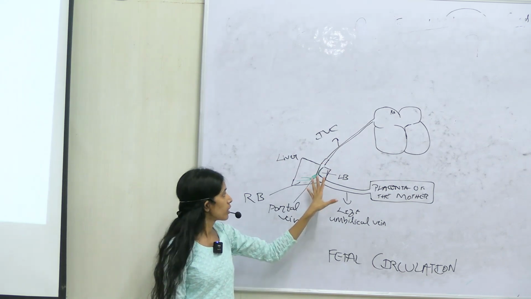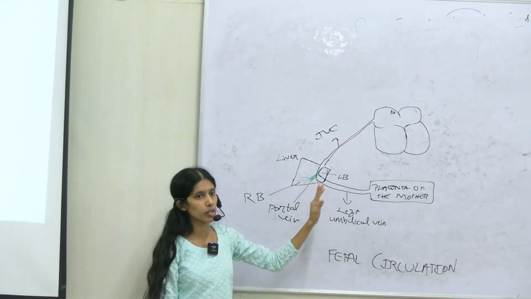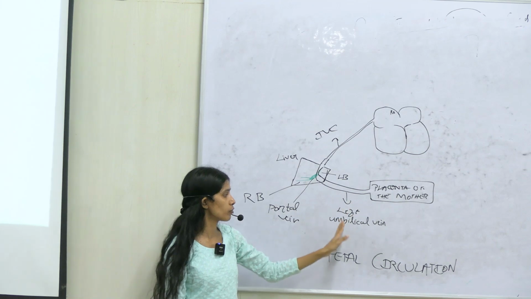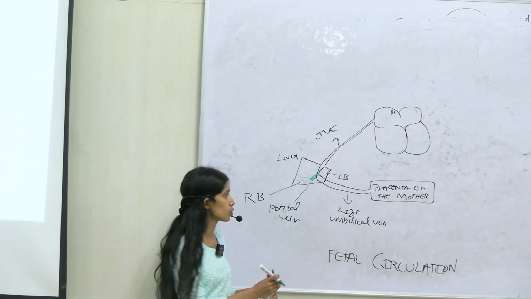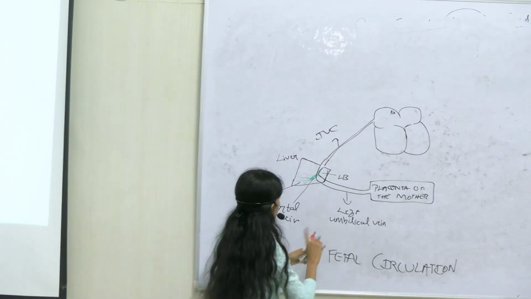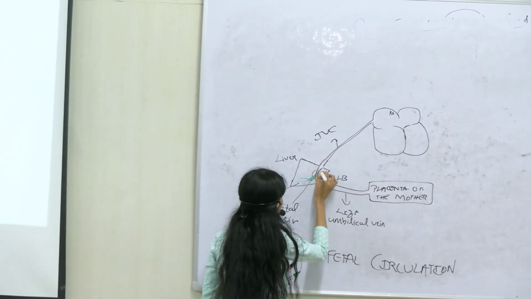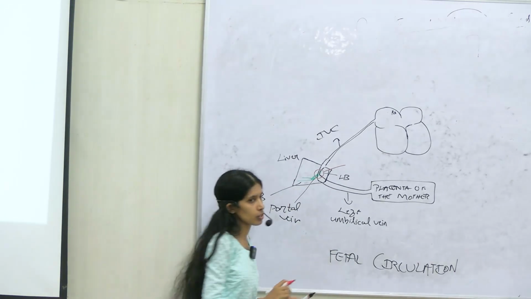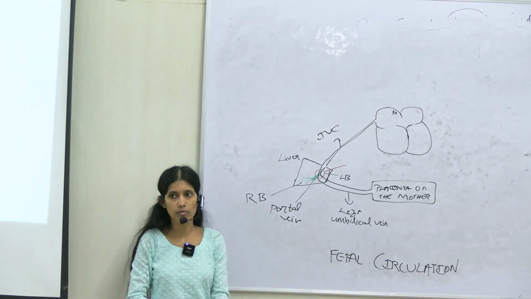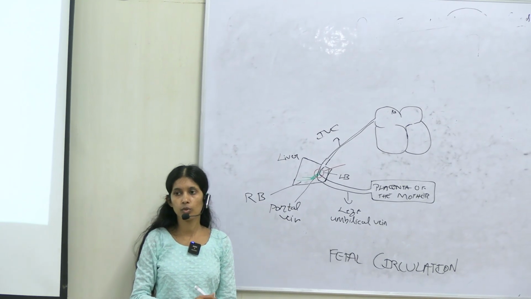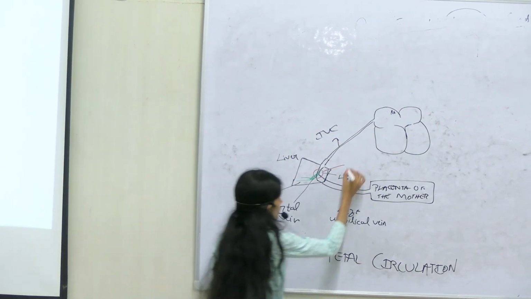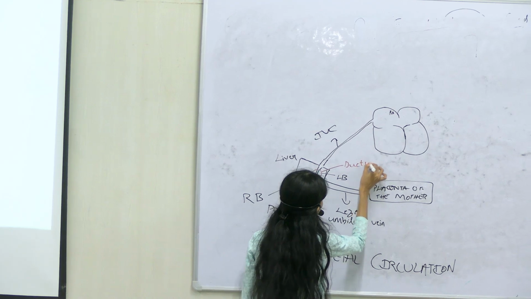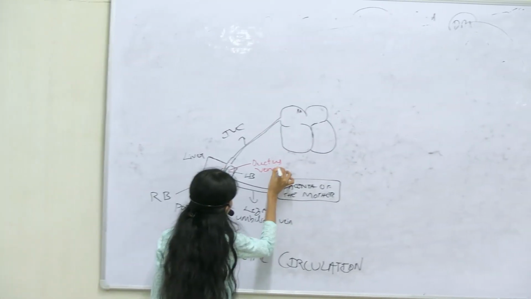Okay. Here we have two branches, but most of the blood that is coming from your left umbilical vein is entering into your left branch through a structure called, which structure? Through a structure called ductus venosus. It's called ductus venosus.